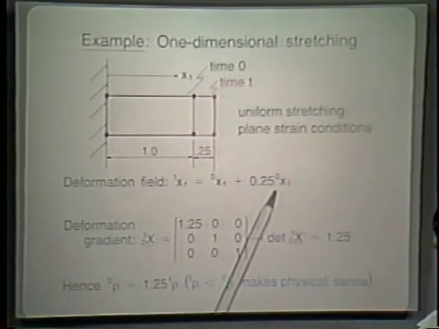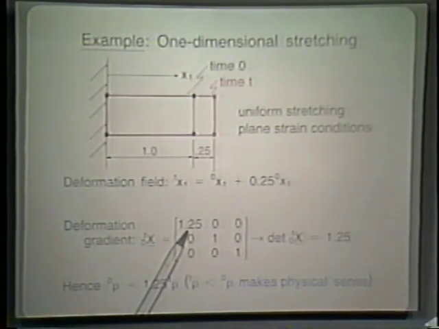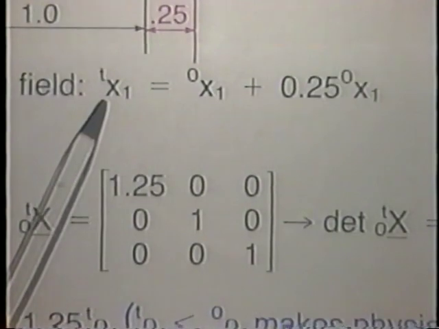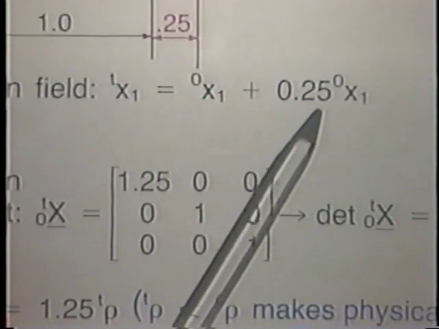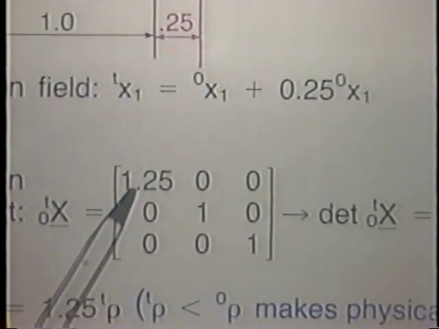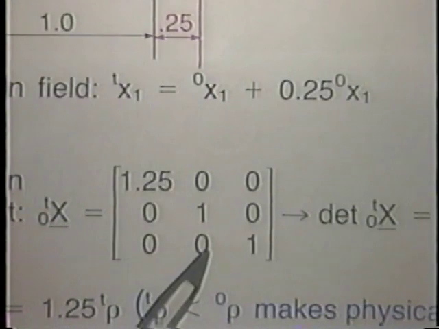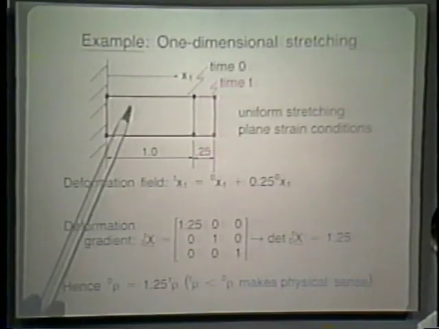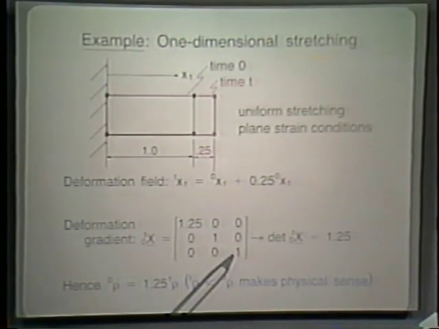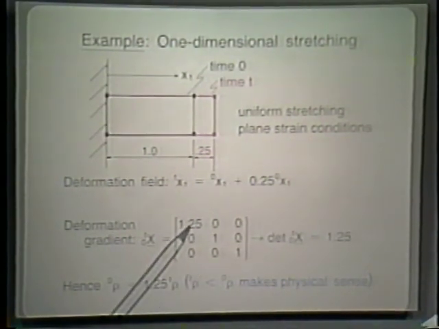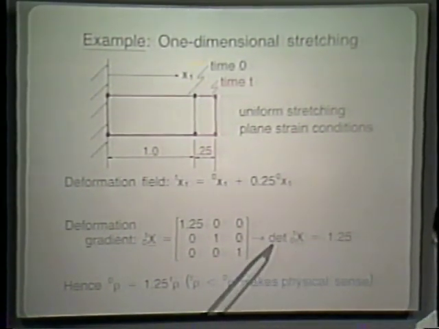Then, with the deformation field given, clearly we can calculate this deformation gradient. Here, this component is simply obtained by differentiating tx1 with respect to 0x1. If you do so, you get a 1 here plus 0.25, giving you a 1.25. Because there is no shearing in the material and no rotation, these off-diagonal terms are 0. And because there is no stretching through the thickness direction, we have 1s right there. To take the determinant of this matrix is rather simple. You just take the product of the diagonal terms, and you directly obtain 1.25 for this determinant.